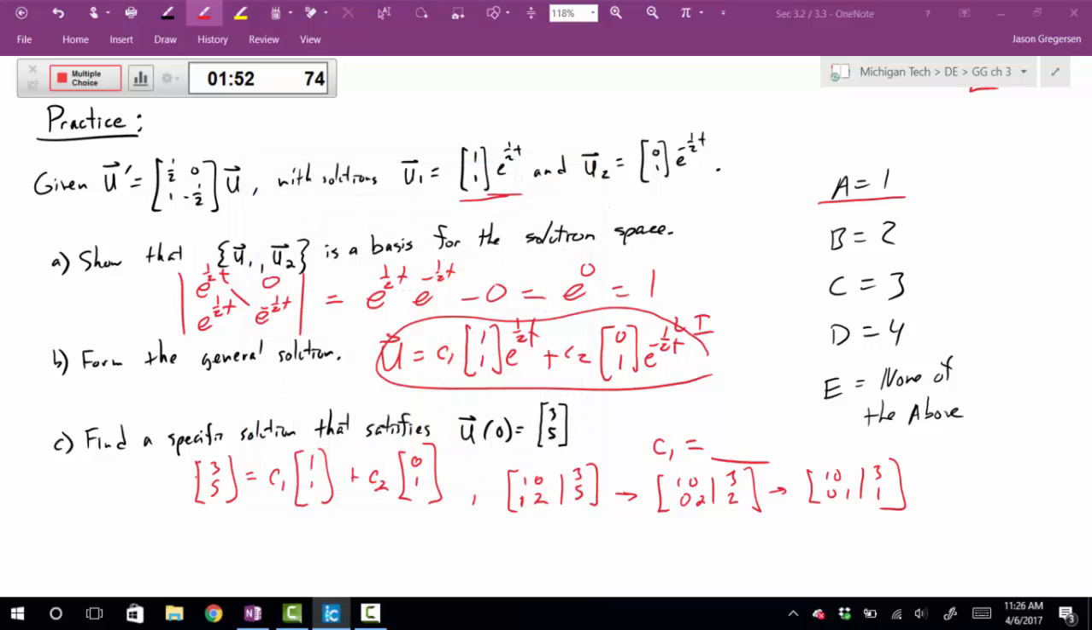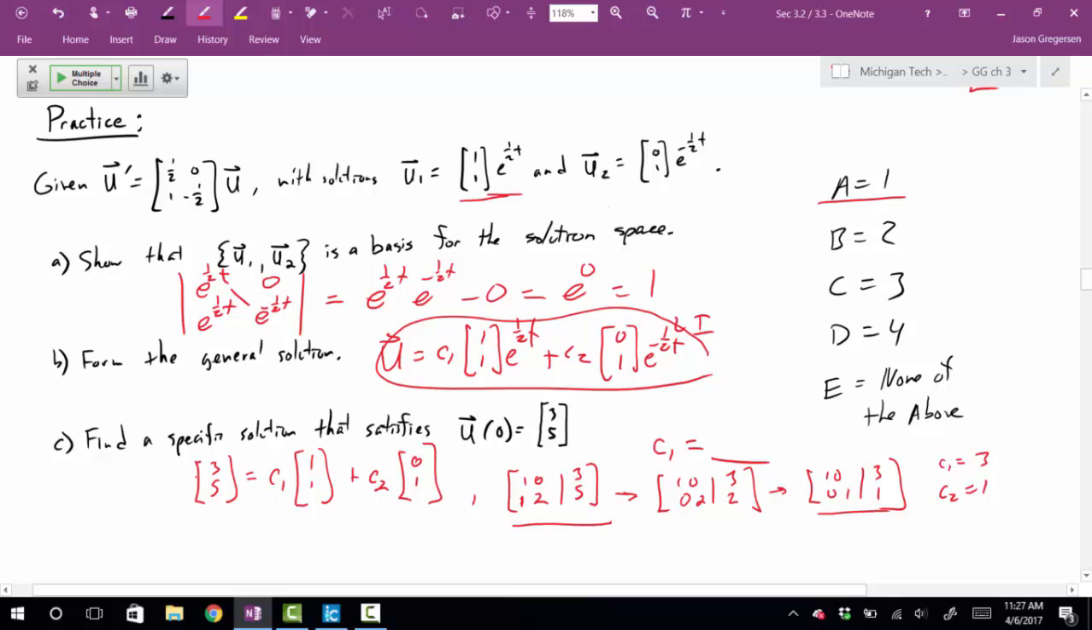All right, any questions? So I got over here just to show that I wrote my system out, I wrote the augmented matrix, and now I'm doing the row reduction. When I get to this last piece, I'm basically generating equations that say C1 is equal to 3 and C2 is equal to 1 from that final reduced state there.